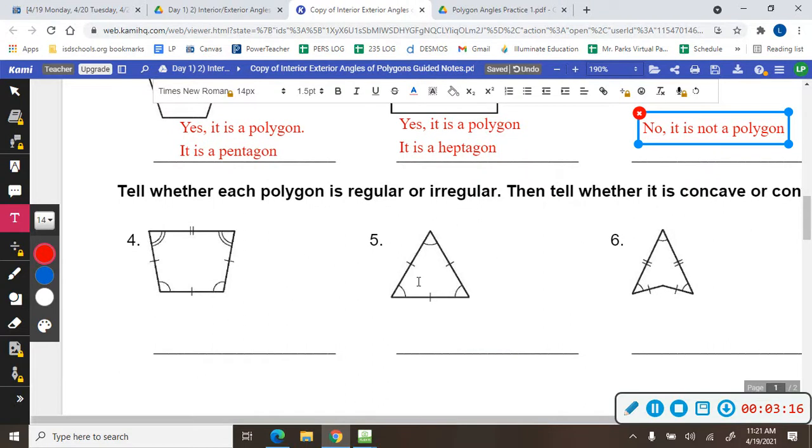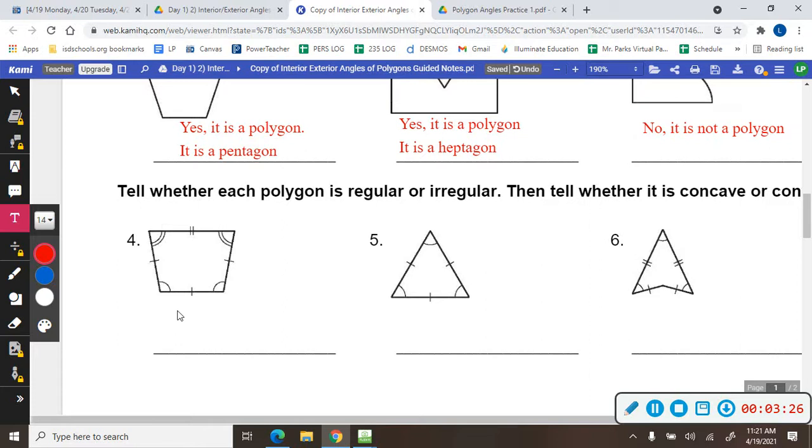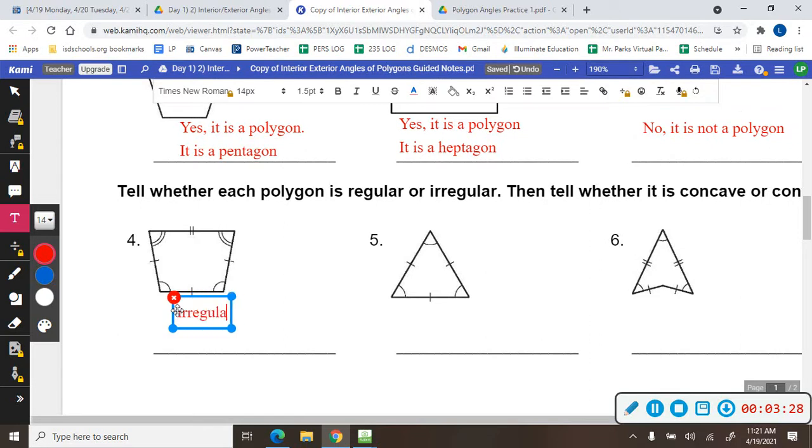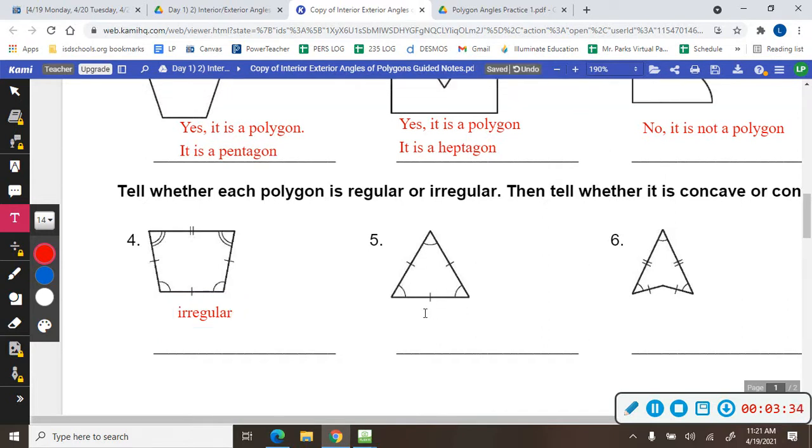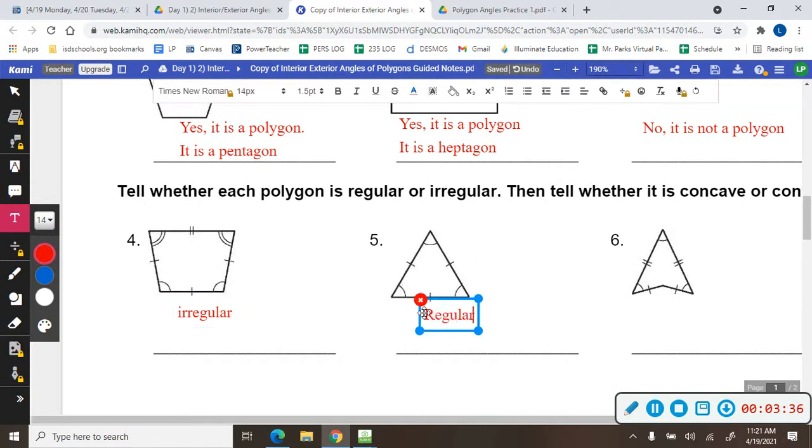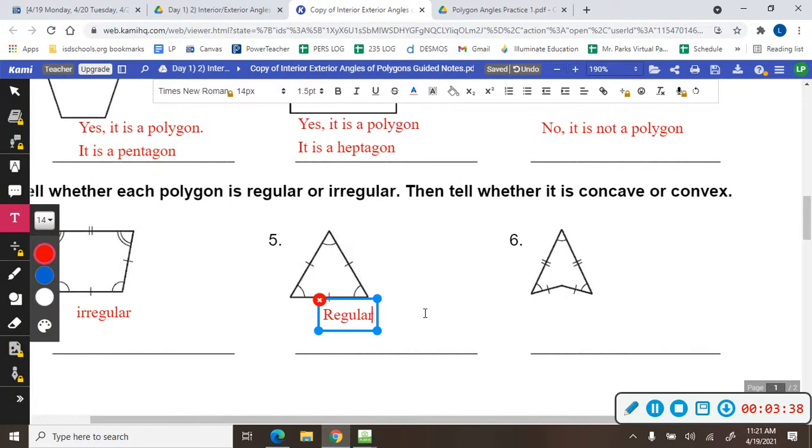For these, we're going to say whether they're regular or irregular. So to be regular, it means all sides are the same and all angles are the same. So this one is irregular. This one, all 3 sides are the same. All 3 angles are the same. So this one's regular. This one, the angles are all the same, but the sides are not all the same. So this is irregular.